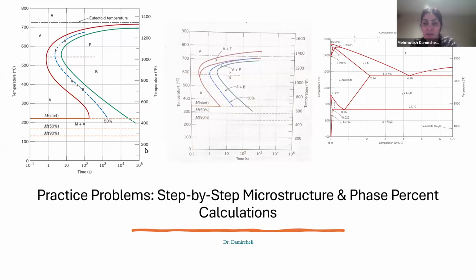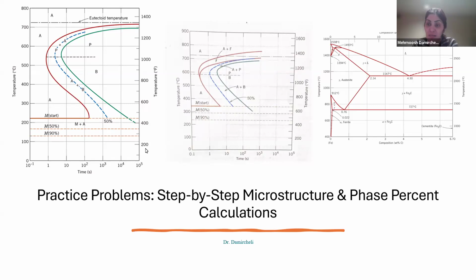Hello everyone. In today's lesson, we are going to solve two practice problems using TTT diagrams, time-temperature-transformation diagrams, to predict the final microstructures and phase fractions for steel alloys, especially close to the eutectoid region. I will show you step by step how to draw the full cooling paths, identify all transformations, and calculate weight percent using the lever rule that we talked about in previous videos.